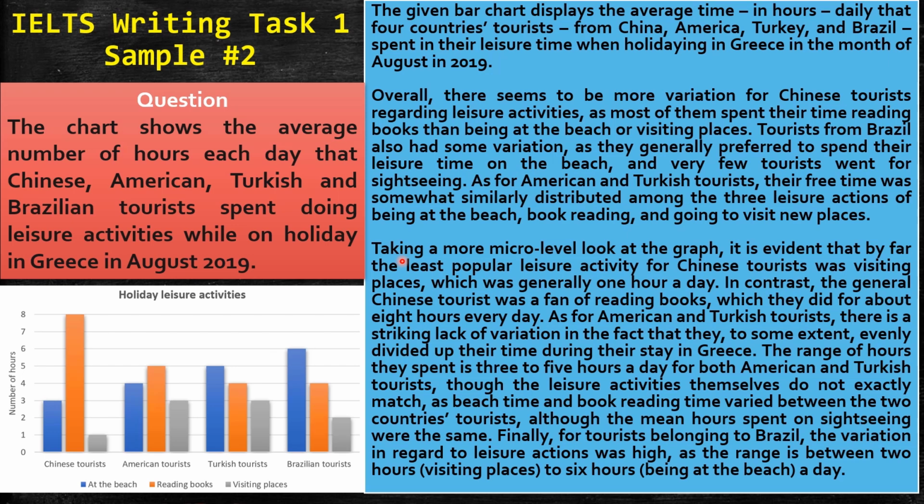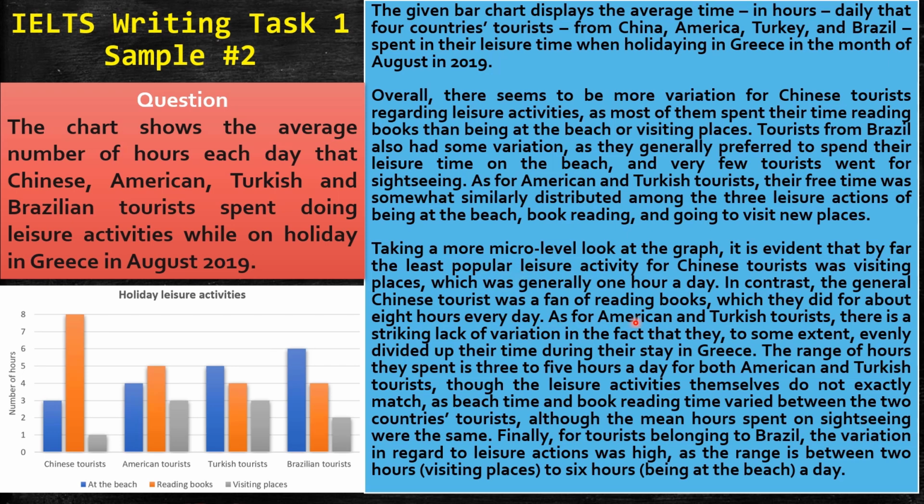In the body paragraph, I started out by taking a more micro level look at the graph. I did this so that the examiner knows it's very clear that it's a body paragraph, not an overview paragraph. Micro level means a very particular approach. It is evident that by far the least popular leisure activity for Chinese tourists was visiting places, which was generally 1 hour a day. So I also mentioned the number of hours. In contrast, the general Chinese tourist was a fan of reading books, which they did for about 8 hours every day.